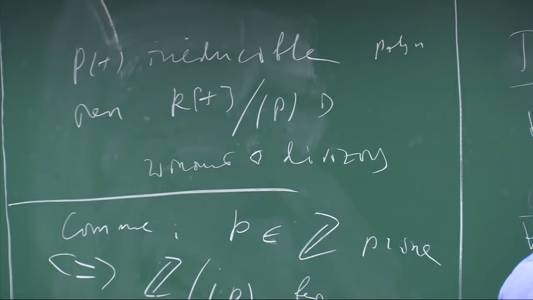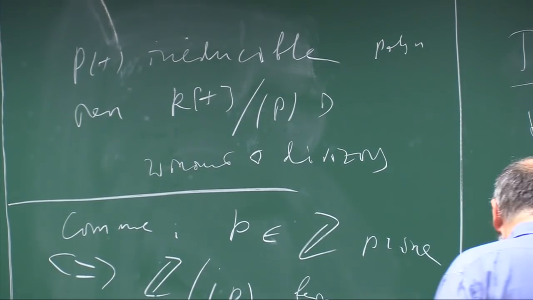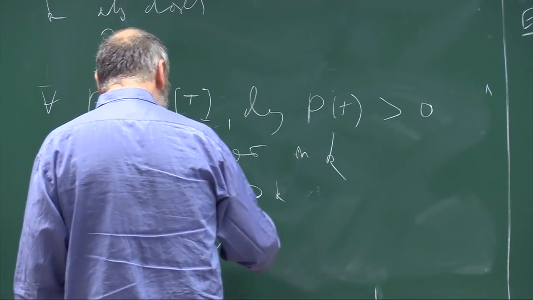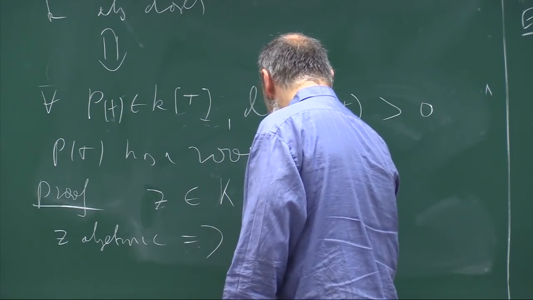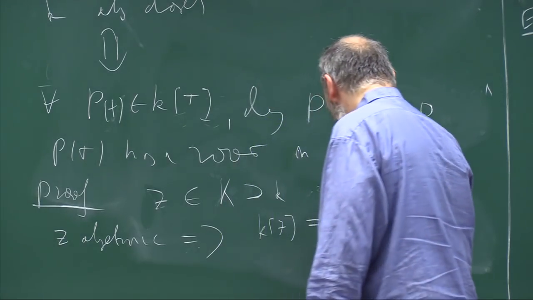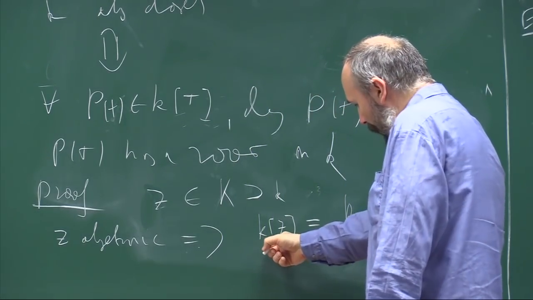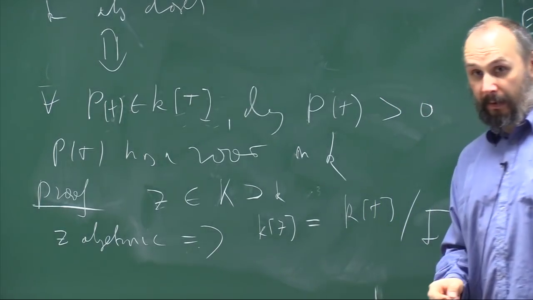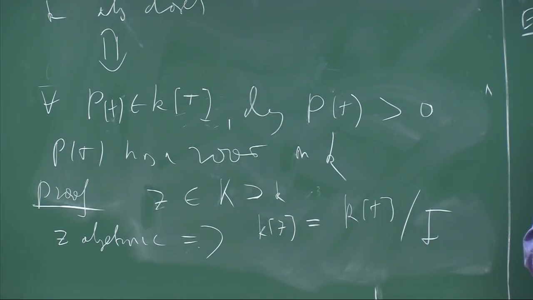And of course, if you have some element z inside a bigger field which contains k small, and if z is algebraic, then k small of z is a quotient of the polynomial ring, because it's generated by z, so it's a quotient of the polynomial ring by some ideal. But the polynomial ring is actually a principal ideal domain. Do you know this? Polynomial rings are principal ideal domains in the sense that all ideals are generated by one polynomial.